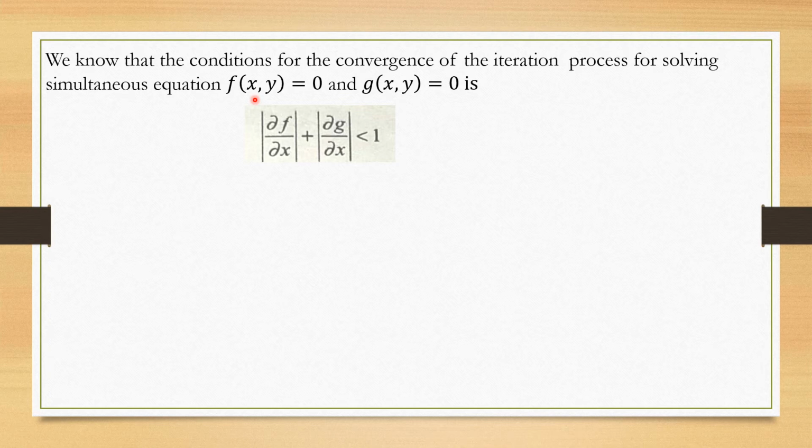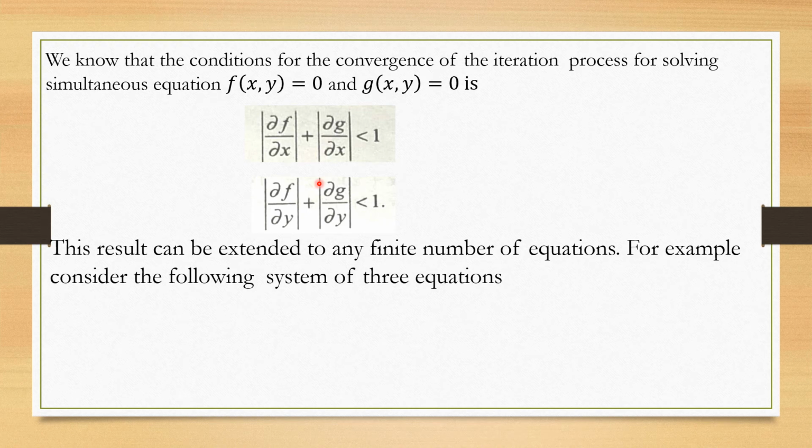Then our formula will converge if |∂f/∂x| + |∂g/∂x| is less than 1. Similarly, |∂f/∂y| + |∂g/∂y| is less than 1. Because f is a function of x and y and g is also a function of x and y. So these two relations are necessary for the convergence of the method.